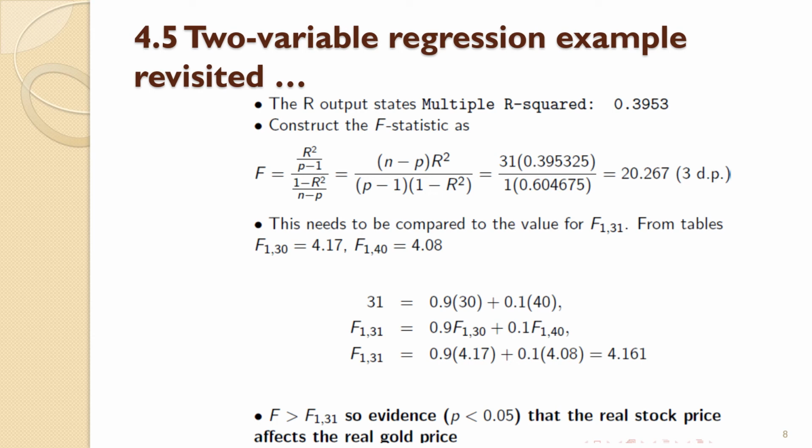Something you need to pass your formal written exam. So the idea is that the F statistic, 20.267, is greater than the value from tables, which is 4.161. So P is less than 0.05, and you've got evidence here that the real stock price affects the real gold price. Okay. The idea that the F statistic can be written in terms of the r squared statistic is something we will go through in more detail in the next lecture.